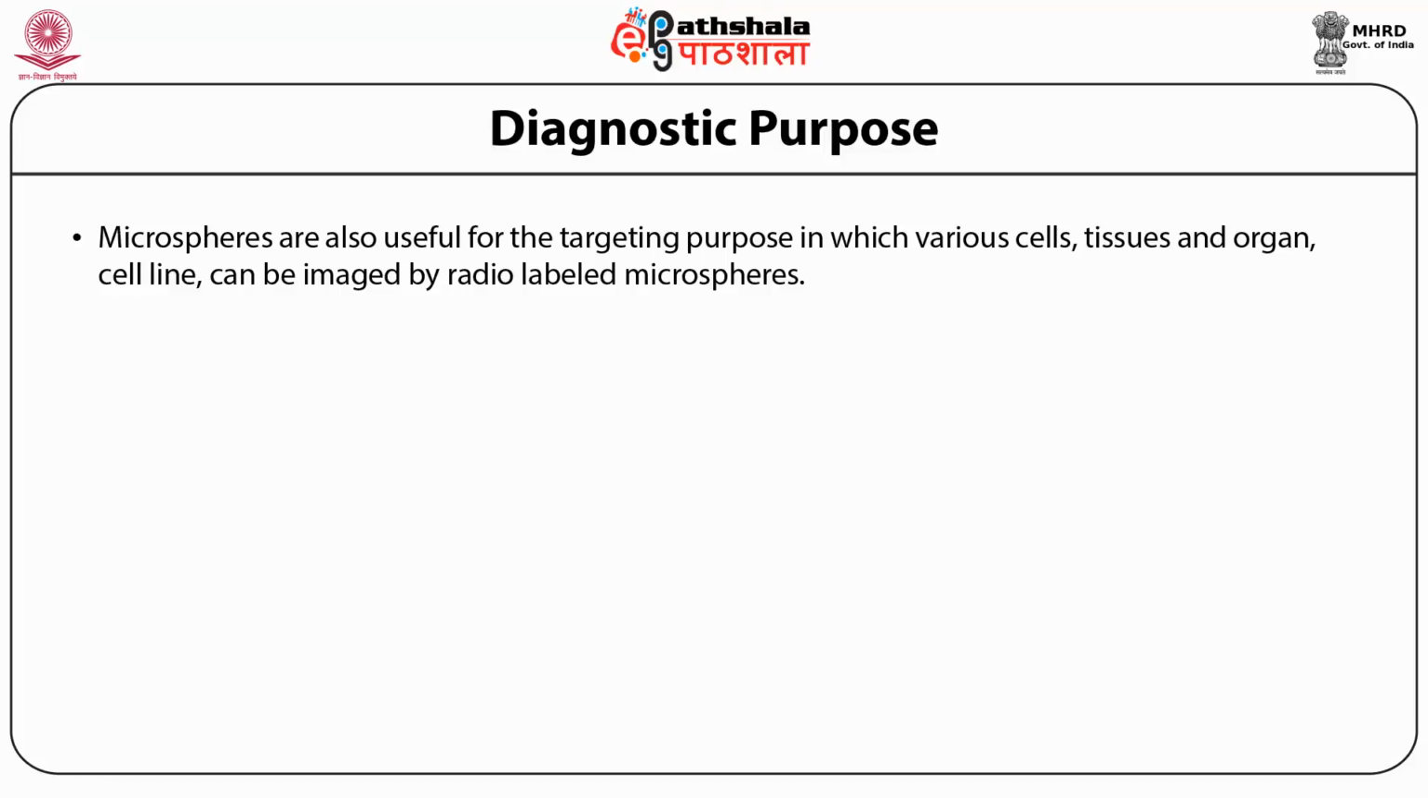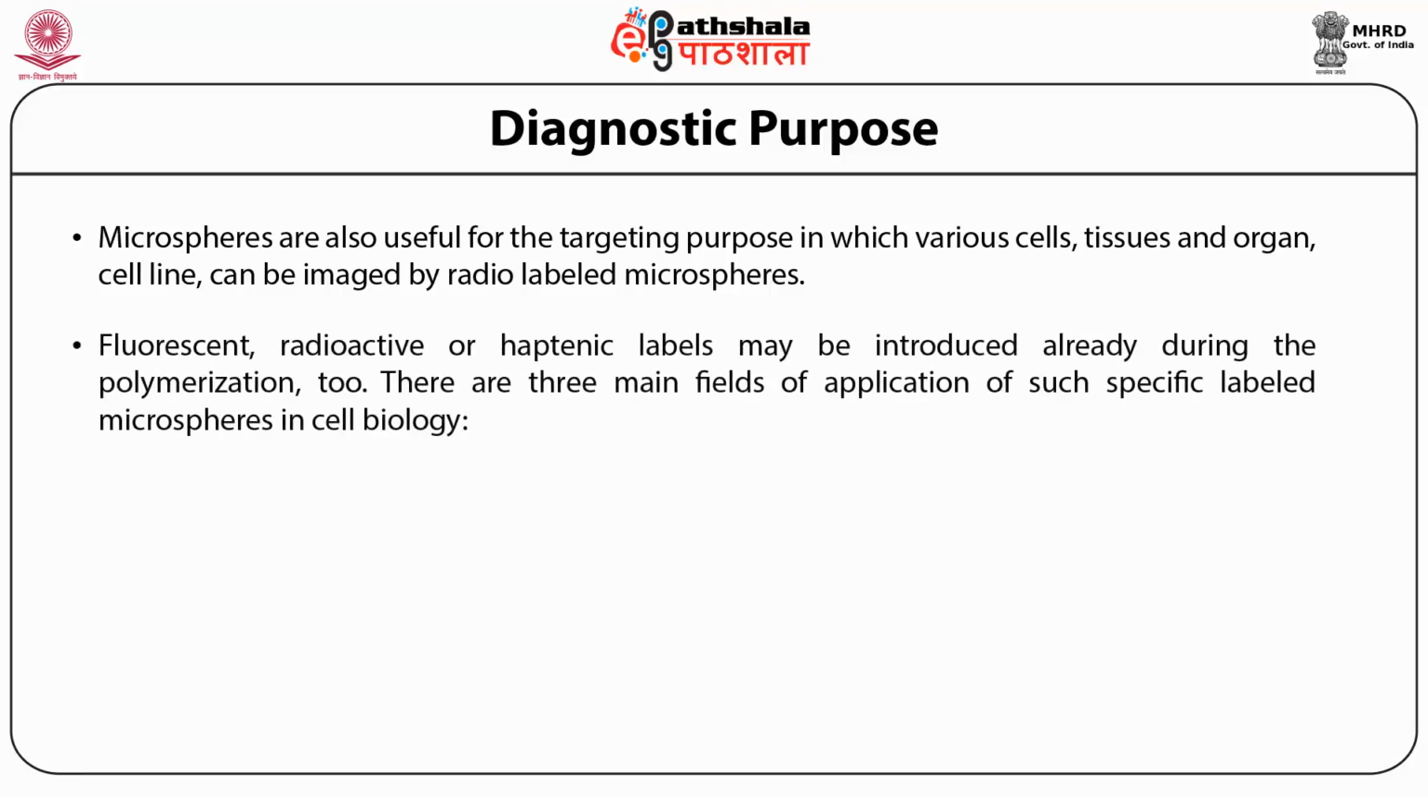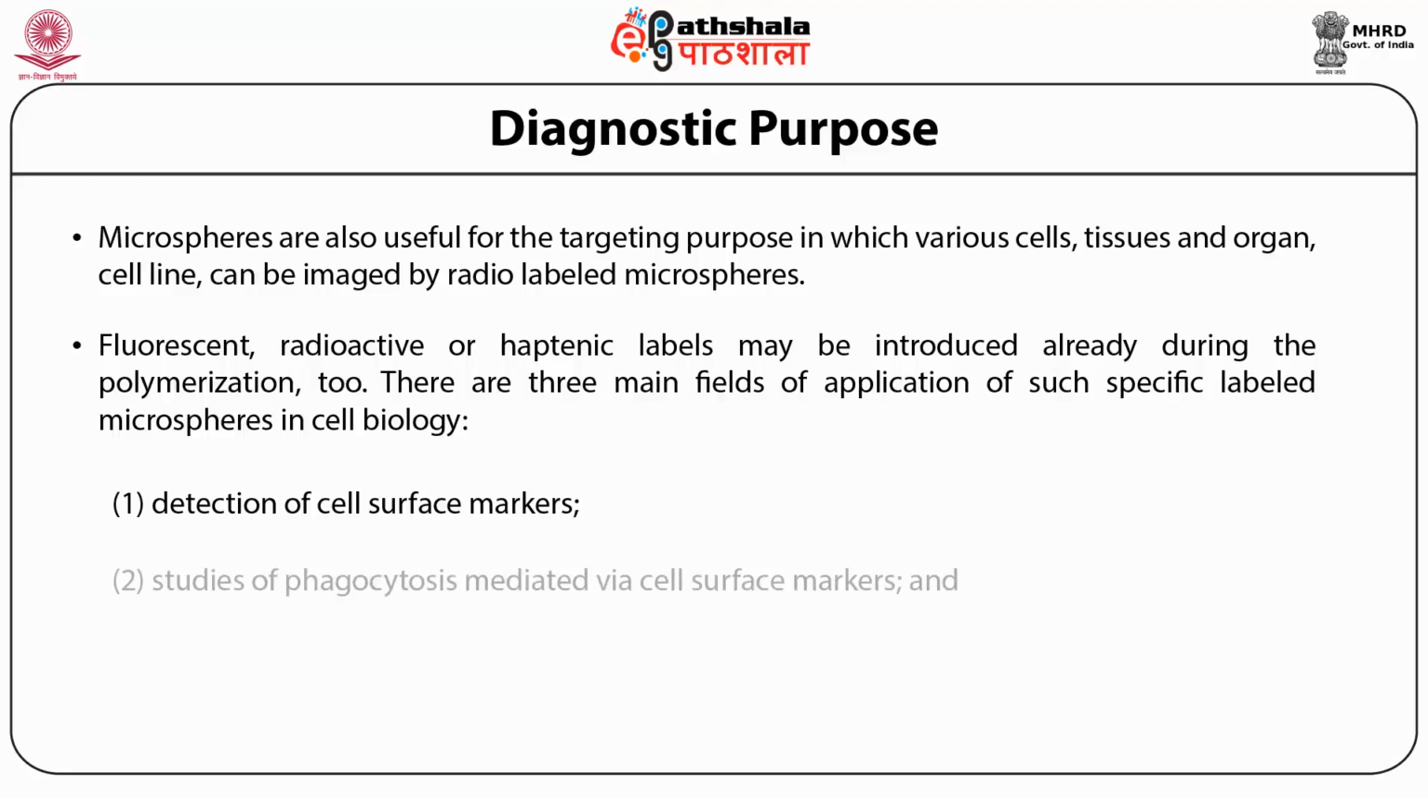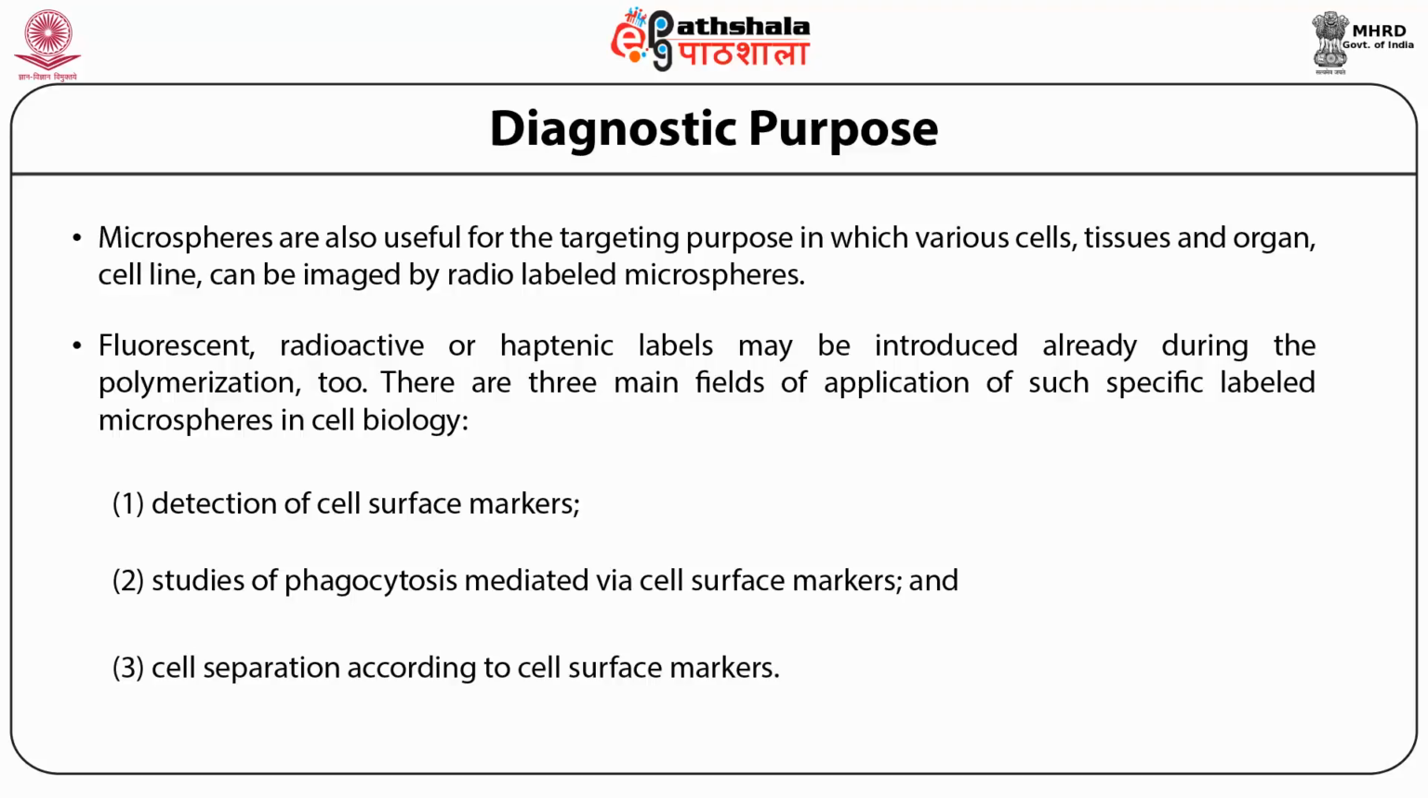The resulting spherical particles bear hydroxyl, carboxyl, amino, or other functional groups capable of covalent binding of proteins, dyes, or chemotherapeutic agents. Fluorescent, radioactive, or haptenic labels may be introduced already during the polymerization too. There are three main fields of application of such specific labeled microspheres in cell biology. Number one, detection of cell surface markers. Two, studies of phagocytosis mediated by cell surface markers. And number three, cell separation according to cell surface markers.